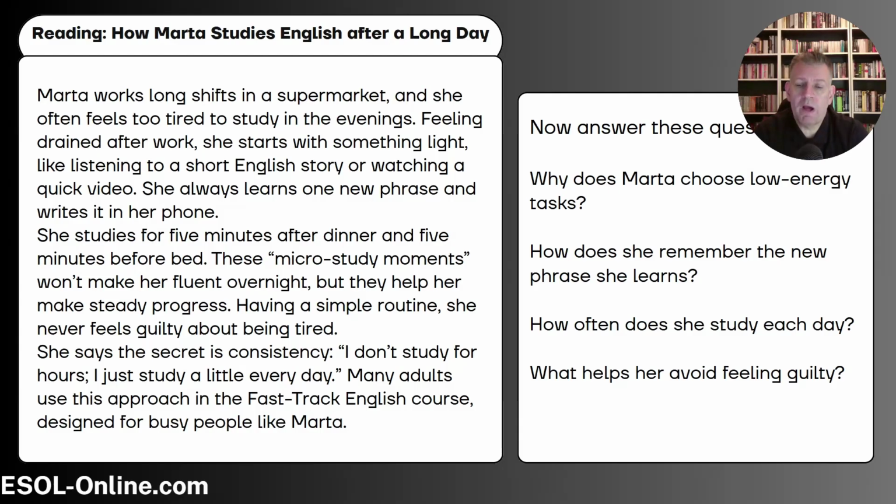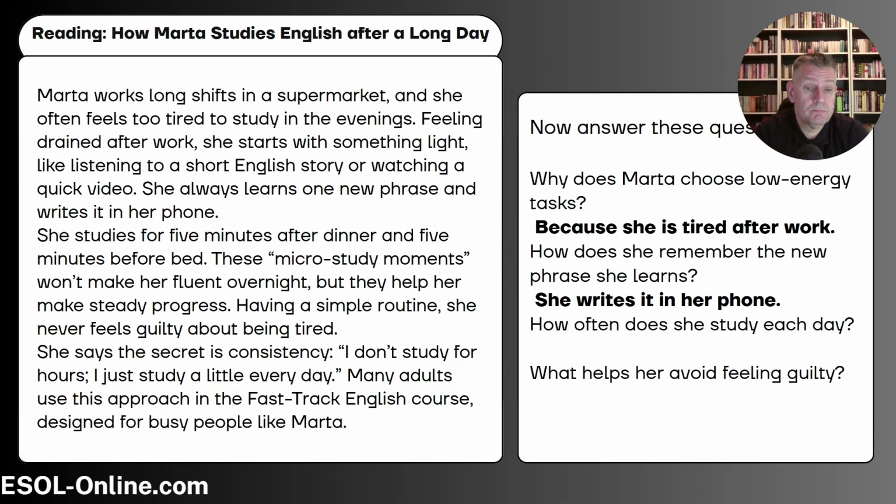Question 1, it says, why does Marta choose low energy tasks? Because she's tired after work. It's in the first paragraph. Second one, how does she remember the new phrase she learns? She writes it in her phone. So end of the first paragraph, it says she always learns one new phrase and writes it in her phone.